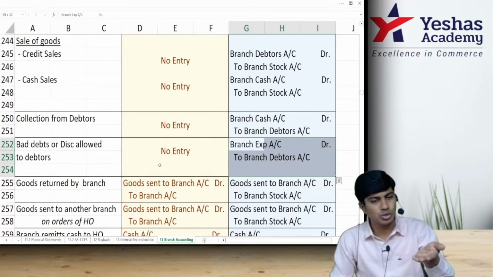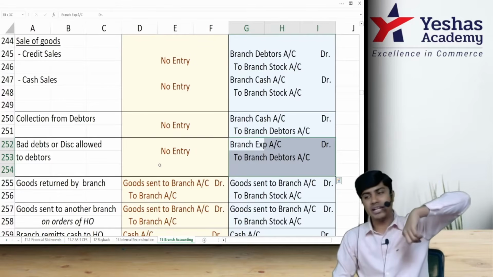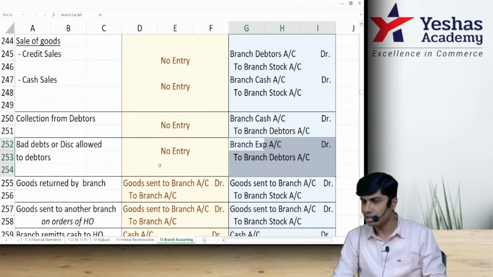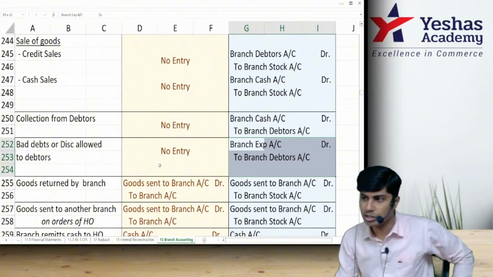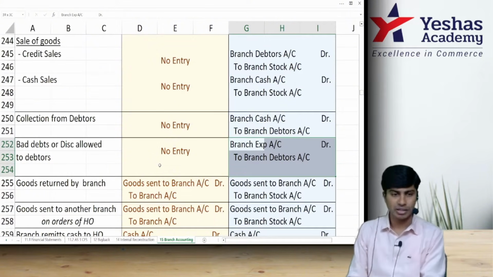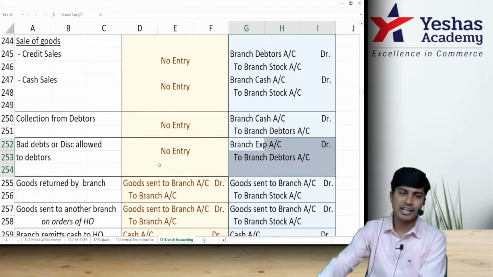Usually we write bad debts to debtors. Bad debt is replaced with branch expense and you can credit branch. As a shortcut, instead of writing branch expense, you can straight away post it to branch P&L. That will save your effort in opening one ledger.